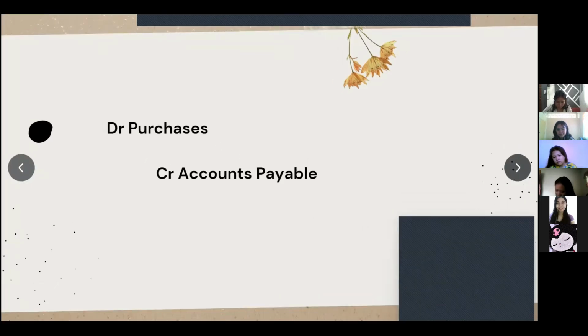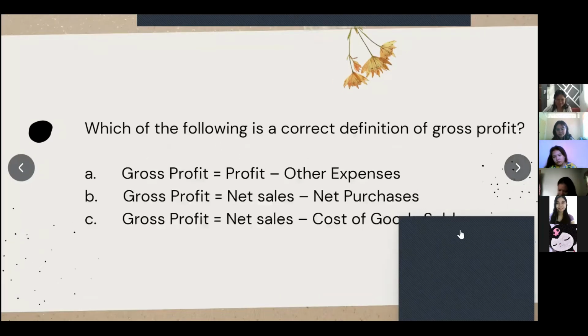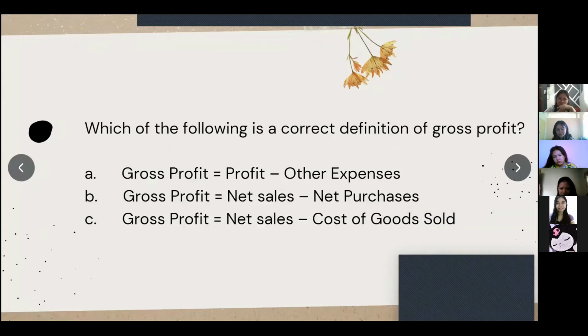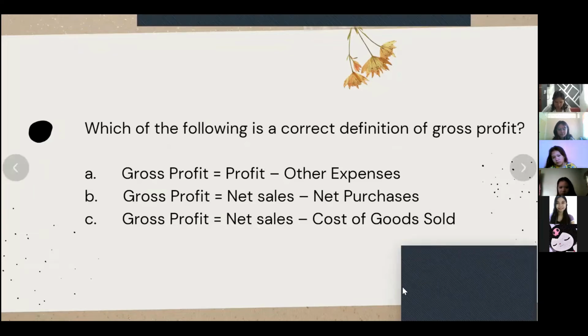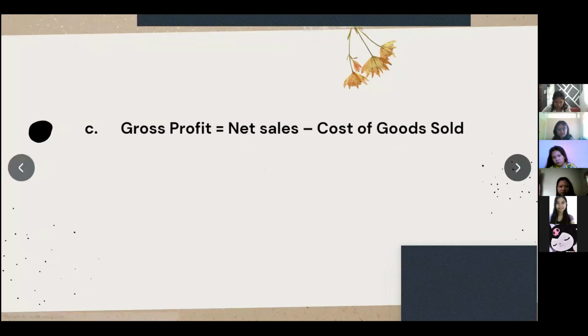Next question, ito, may pagpipilian ka na. Which of the following is a correct definition of gross profit? A, gross profit is equal to gross profit less other expenses. B, gross profit is equal to net sales less net purchases. Or letter C, gross profit is equal to net sales less cost of goods sold. Okay, letter C, tama.